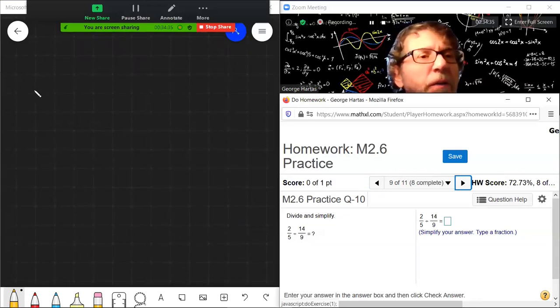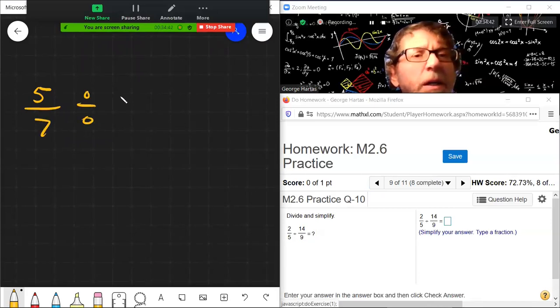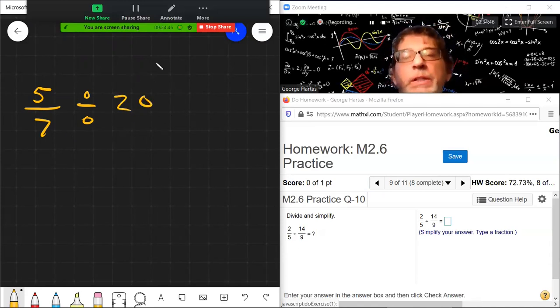So let's say we have 5/7 divided by 20. So what happens when the whole number is on this side? See, the last example, we had a whole number, and it was over here. We just put a 1 underneath, right? The one we just finished. So what do we do for this situation? The same thing. Put a 1 underneath it, okay?